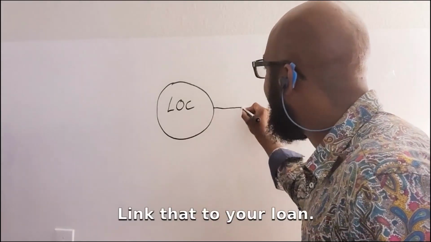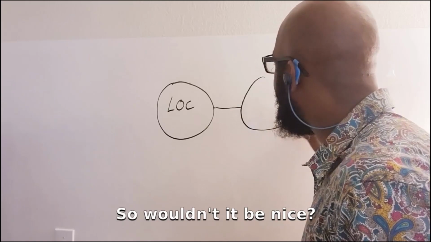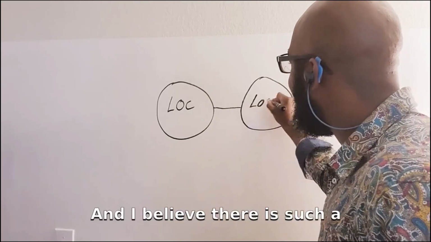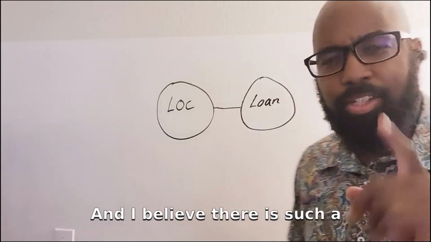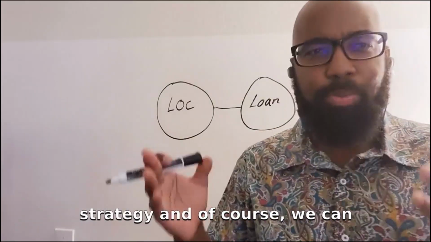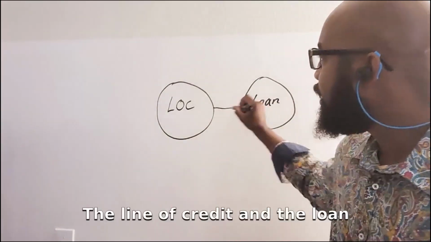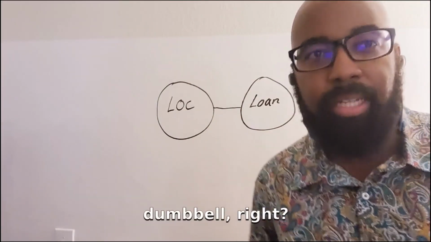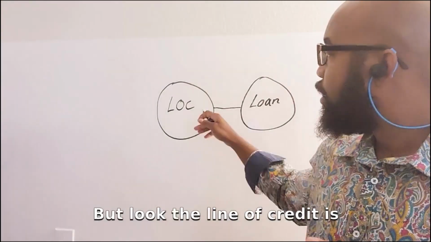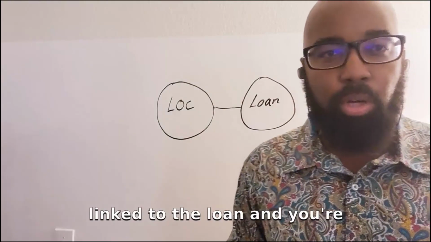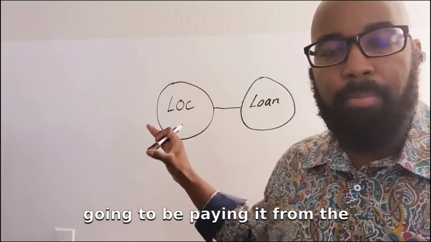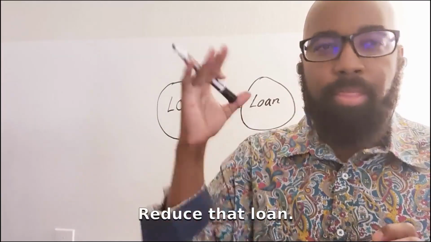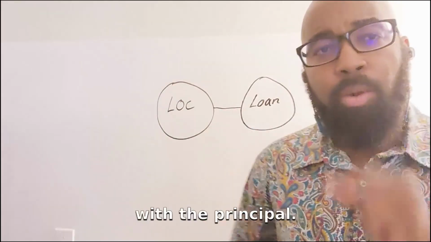So we're going to go ahead and link that to your loan. Wouldn't it be nice if you had an account that linked to your loans like this? And I believe there is such a strategy, and of course, we can connect you with that. So the line of credit and the loan, it looks like a dumbbell, right? I almost say barbell. But look, the line of credit is linked to the loan, and you're going to be paying it from the line of credit in a way that is going to drastically reduce that loan. Okay, you're going to start with the principal.